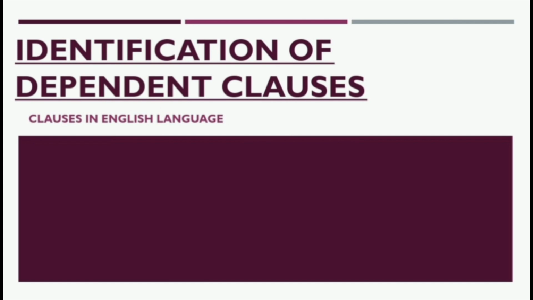A dependent clause is divided into three parts: an adverb clause, an adjective clause and a noun clause. Basically, a dependent clause is a subordinate clause which depends upon the main clause to complete its meaning. So without any further ado or delay, let's jump right into the video.